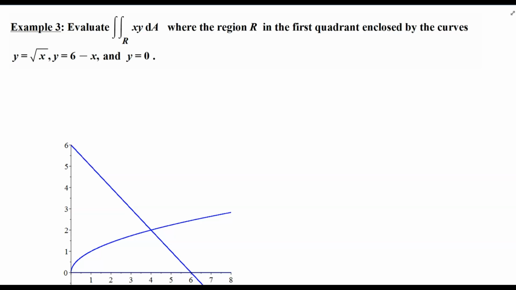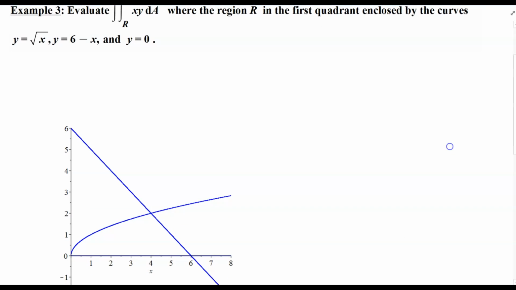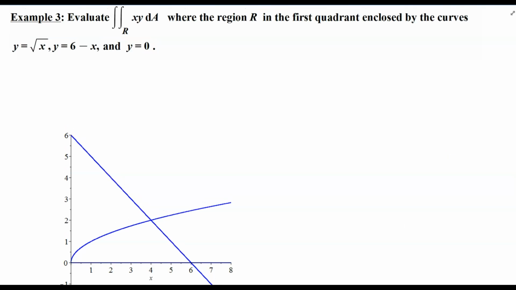Welcome back. We're going to do a third video on double integrals. We're going to solve this problem here. Evaluate the integral of x times y with respect to area, where R is a region in the first quadrant enclosed by the curves y equals the square root of x, y equals 6 minus x, and y equals 0. Got that region plotted down here below.